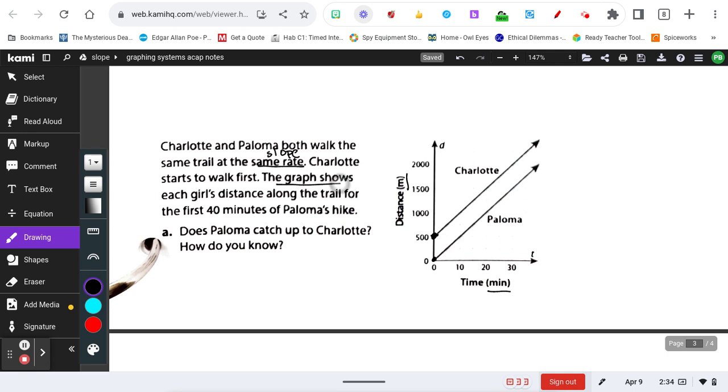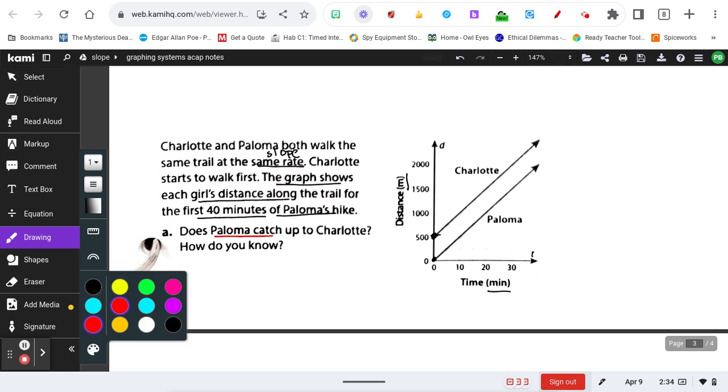The graph shows each girl's distance along the trail for the first 40 minutes of Paloma's hike. Obviously Paloma must be faster than Charlotte, because Charlotte got the head start. That's normally what we do for people who are slower. Does Paloma ever catch up with Charlotte? Charlotte got the head start. What's going on with Paloma?